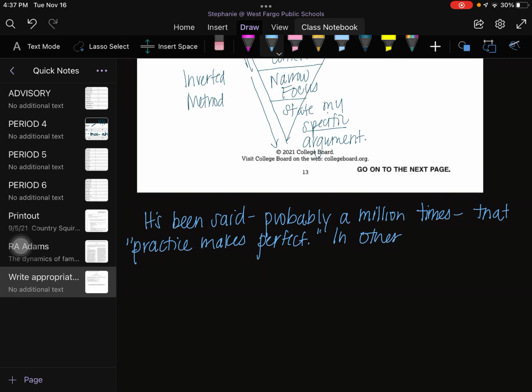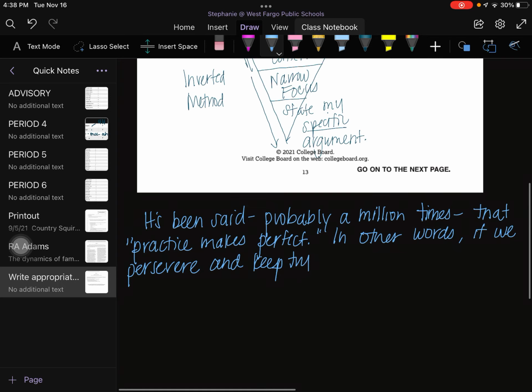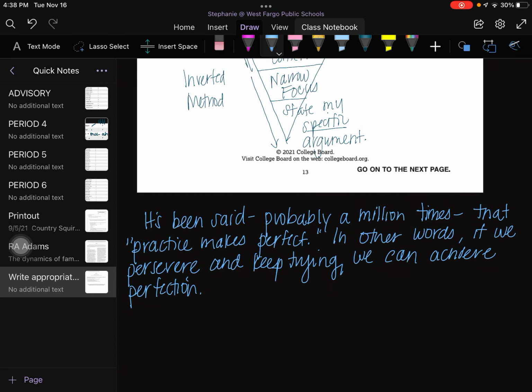In other words, if we persevere and keep trying, we can achieve perfection. So I've kind of set up that quote that people know, but now, like I said, because my position is going to be to kind of challenge that a little bit about this idea that, but you have to know your limits. So I'm going to pose a question.